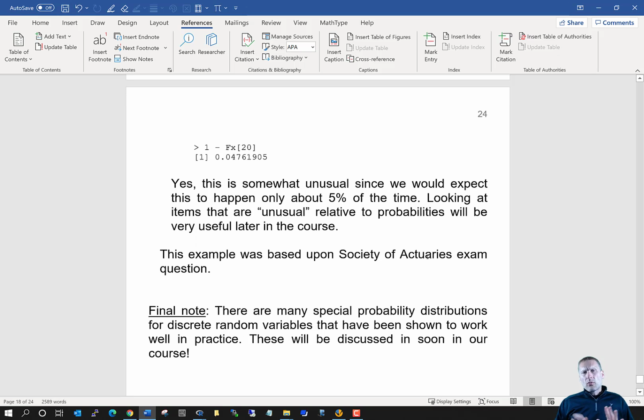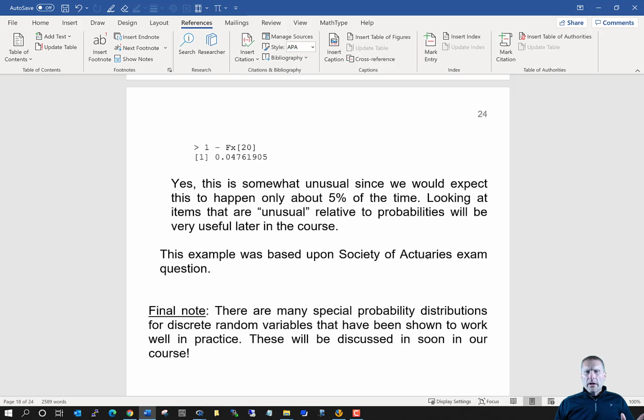Now, one of the reasons why I picked this particular example is that during this course, we will often be focused on what's an unusual thing to occur. What's an unusual probability? And when we see an unusual thing occur, that's going to be a signal to us to make a certain kind of conclusion. And so that's why I wanted to focus on this particular example.